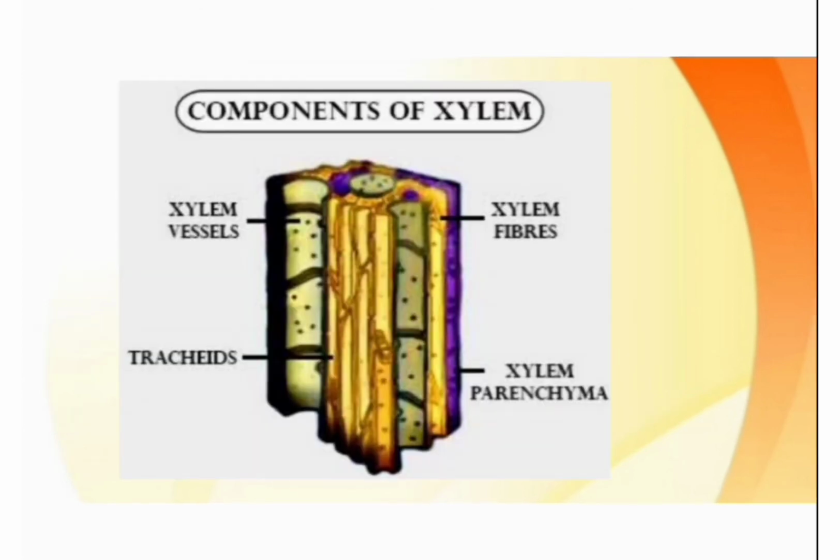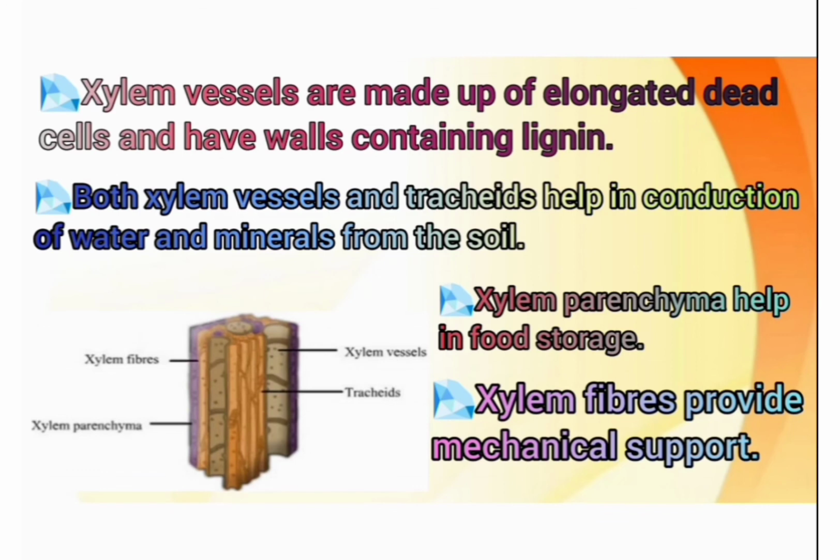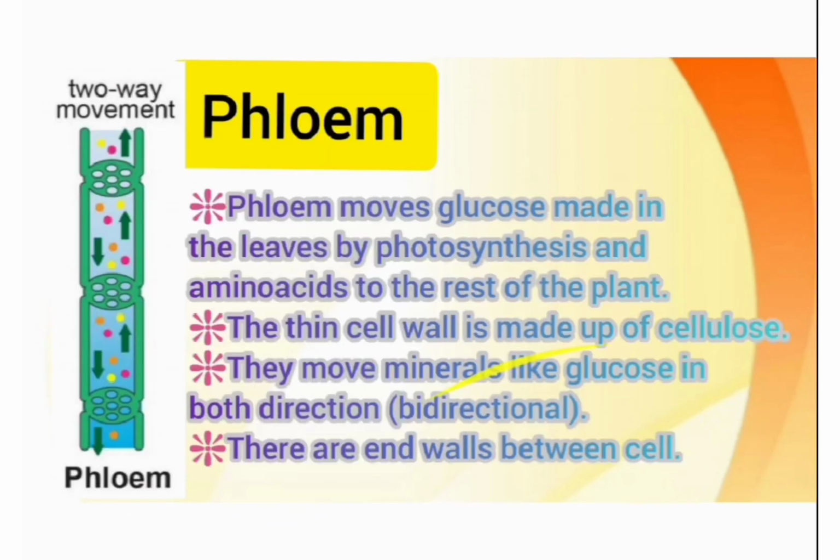Components of xylem are xylem vessels, xylem fibers, tracheids, and xylem parenchyma. Xylem vessels are made up of elongated dead cells and have walls containing lignin. Both xylem vessels and tracheids help in conduction of water and minerals from the soil. Xylem parenchyma help in food storage. Xylem fibers provide mechanical support.